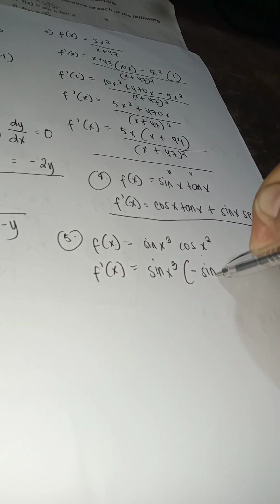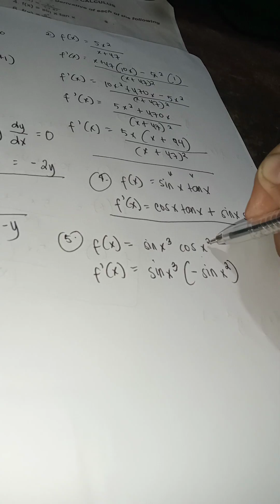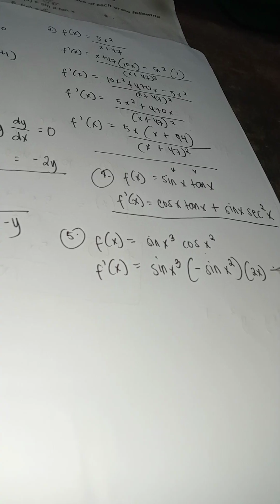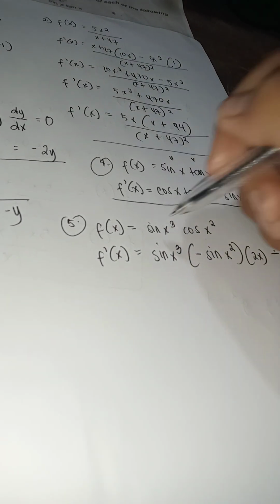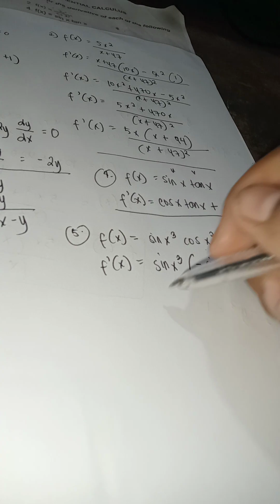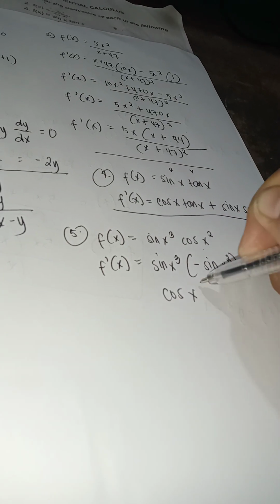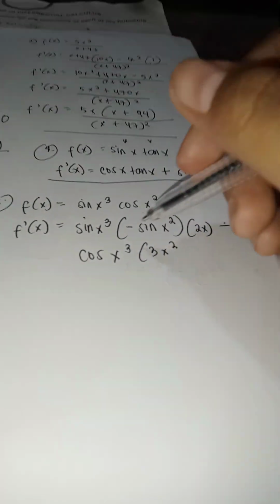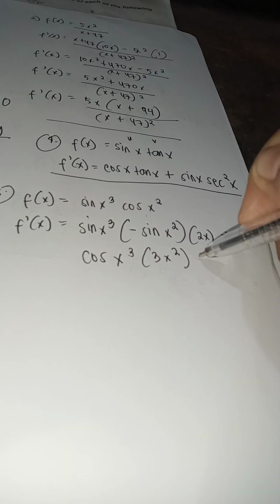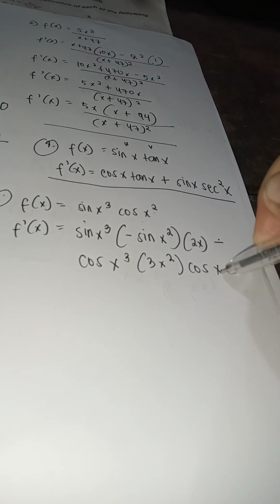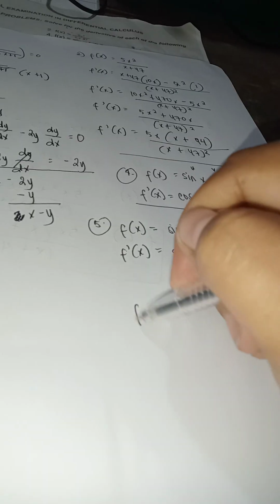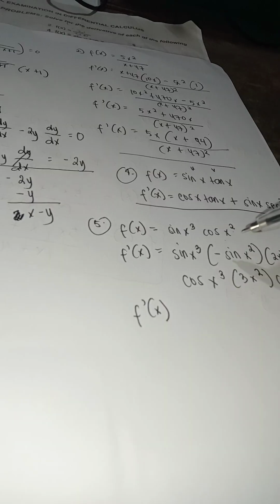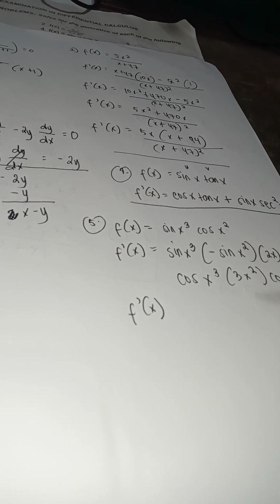Okay, so let's proceed with sine x cubed times negative sine x squared. The derivative of x squared is 2x. And we are going to subtract it from this: the derivative of sine x cubed is cos x cubed times 3x squared, the derivative of x to the third power, and copy cos x squared. So by getting its answer, we are going to apply the chain rule and substitute it.